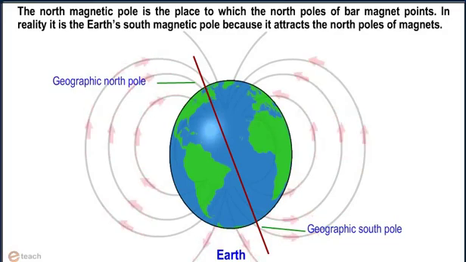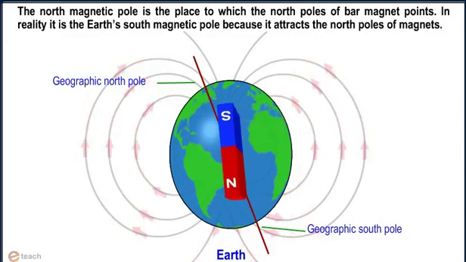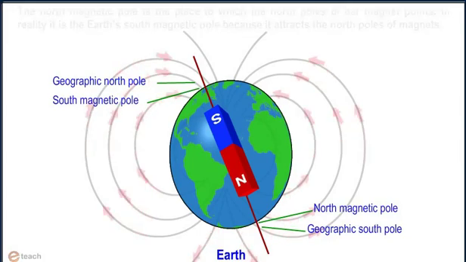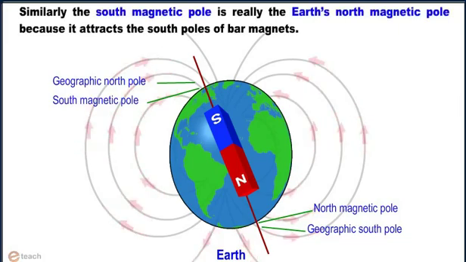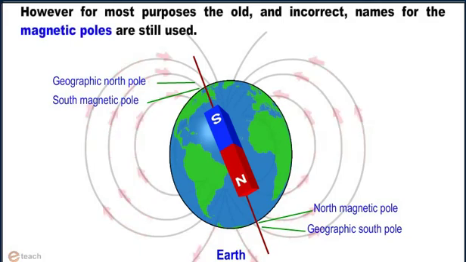The north magnetic pole is the place to which the north pole of a bar magnet points. In reality, it is the Earth's south magnetic pole because it attracts the north poles of magnets. Similarly, the south magnetic pole is really the Earth's north magnetic pole because it attracts the south poles of bar magnets. However, for most purposes, the old and incorrect names for the magnetic poles are still used.